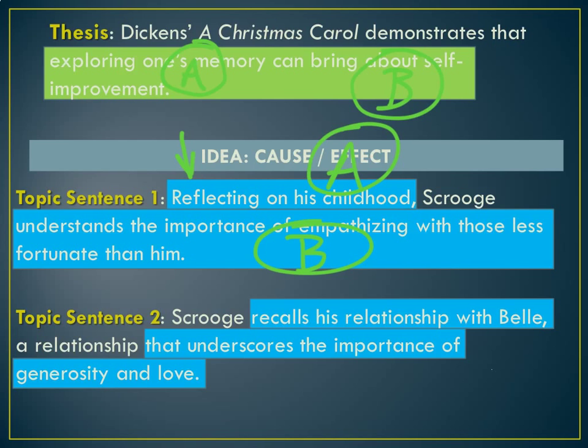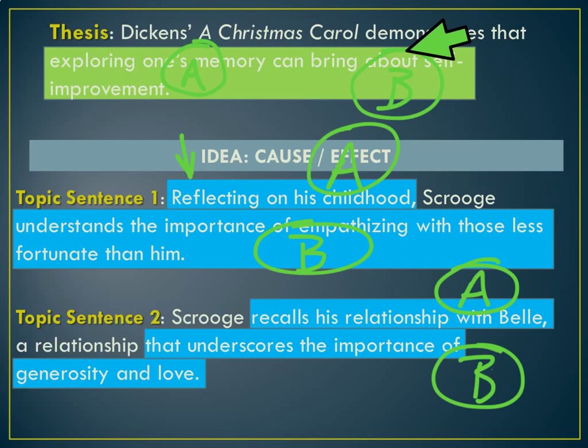And then in the second topic sentence, A, recalls relationship with Belle, and then the effect, the self-improvement, in other words, from the thesis statement that the writer is writing about, the self-improvement that happens underscores the importance of generosity and love. So again, this is a pretty complicated way to organize according to cause-effect, but really effective. So again, if you think you're going to write a cause-effect essay, you really need to conference with me to make sure that you're heading in the right direction with it.